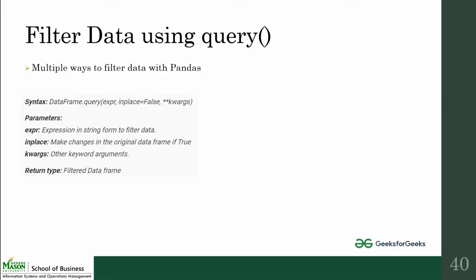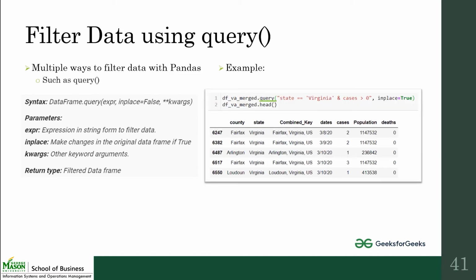There are different ways that you can filter data within Pandas. One way is using the query method. The documentation here shows that this method requires an argument that is expressed using a string type format. To query specific data from the df_va_merge data frame, to include only Virginia data with cases greater than 0, it can be coded as shown in line 1. Now, this data frame already contains Virginia data, but it's included here just to demonstrate the point that a query method can be used for multiple conditions.